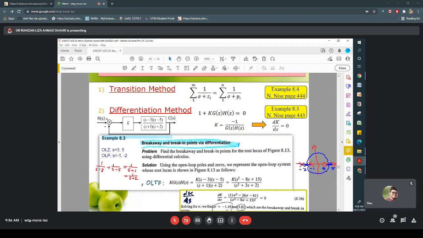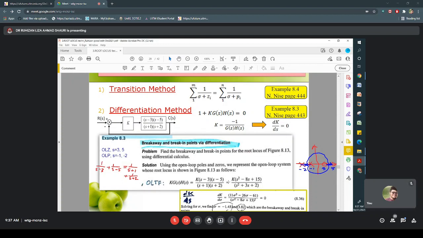Next is on how to use the differentiation method. You can see from this answer, you take the equation itself, KGH, the open loop transfer function, K (s minus 3)(s minus 5) over (s plus 2)(s plus 1). Equate it to this one. You solve it, expand it.